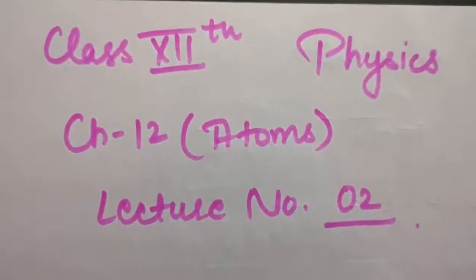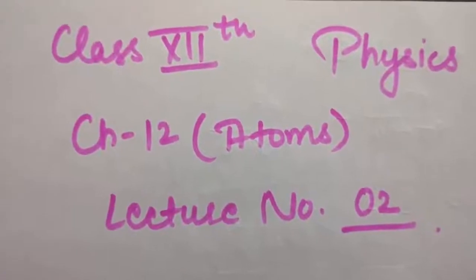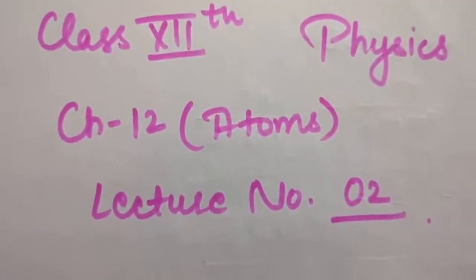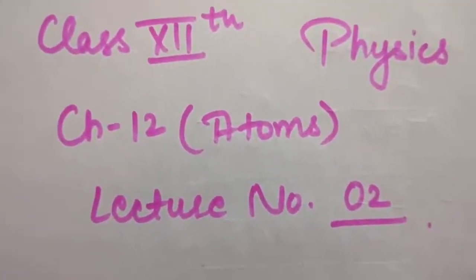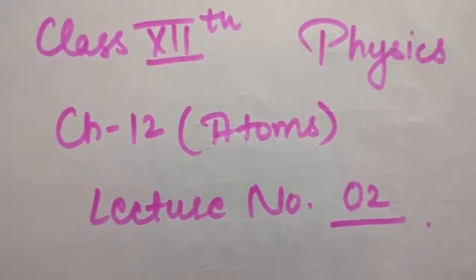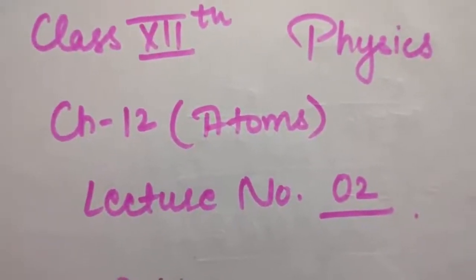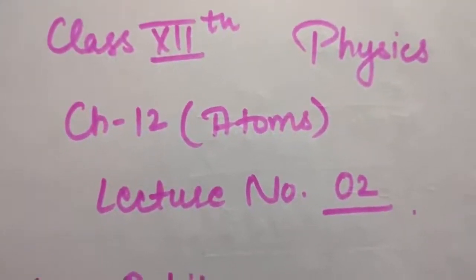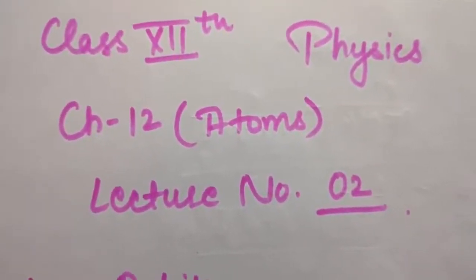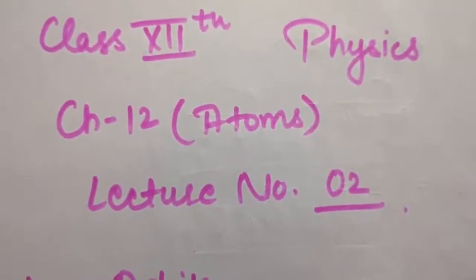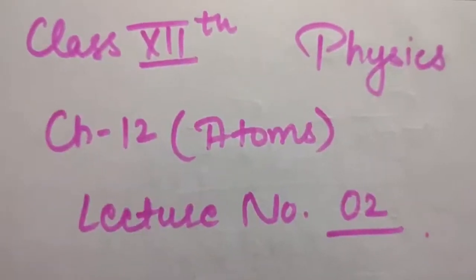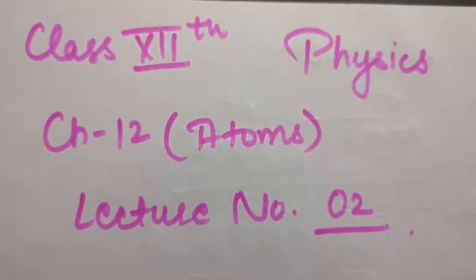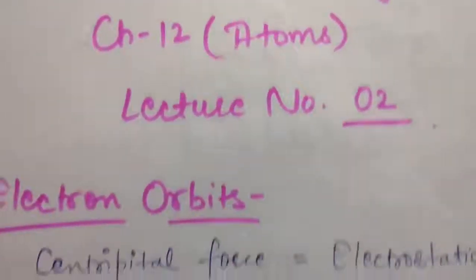So this is your subject physics, chapter number 12, that is atoms, and this is lecture number 2 of this chapter. So yesterday you studied about Thomson's model of atom and Rutherford's model of atom, and you came to know that inside an atom a tiny core is present which is called nucleus, and electron is orbiting around that nucleus. Okay, so now let us start with the electron orbits today.